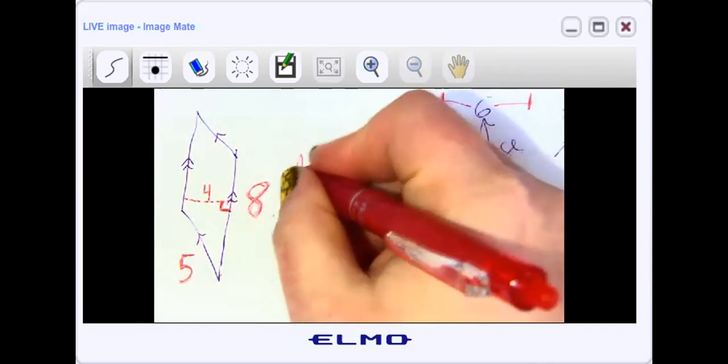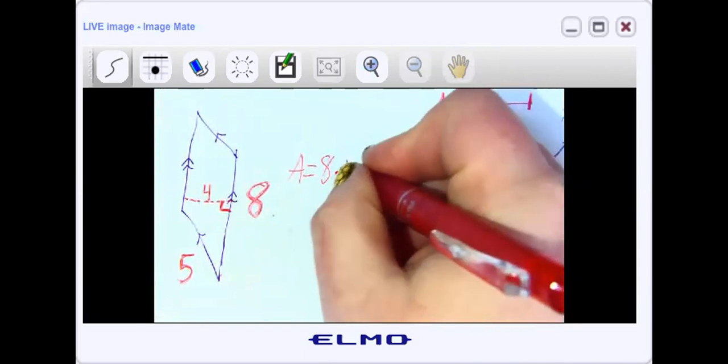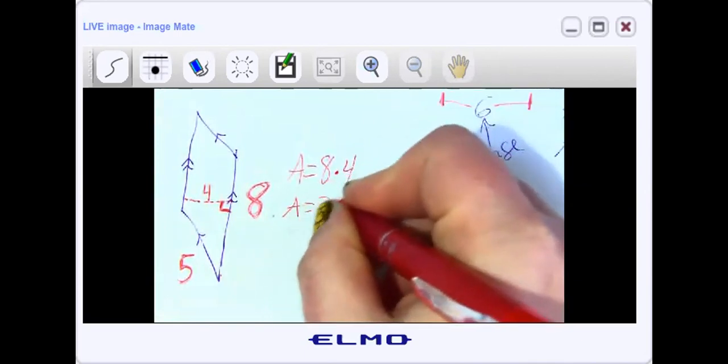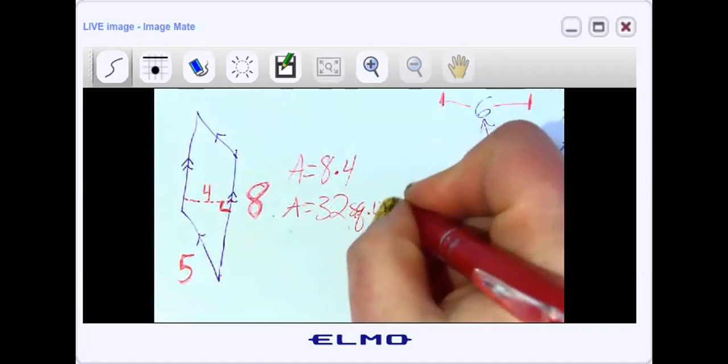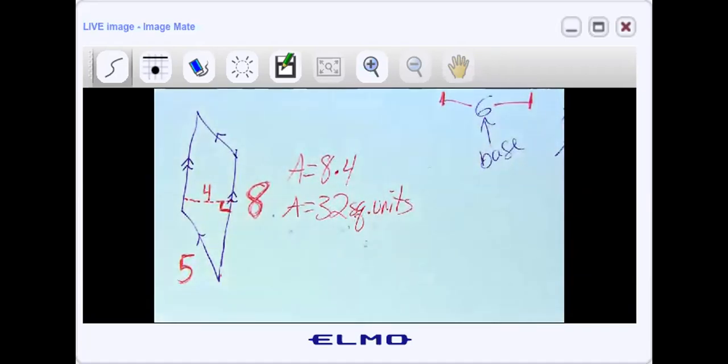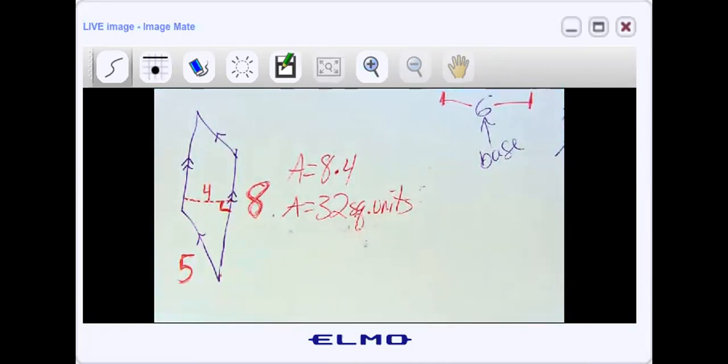So let me just jot down. This one we're doing the 8 times the 4. So we should get 32 square meters, square units, units squared, however you want to say it. Just make sure that you have the squared, or you're putting the exponent of the 2 on the end. Okay? Try and get in that habit so you don't forget. All right, so that's parallelograms.